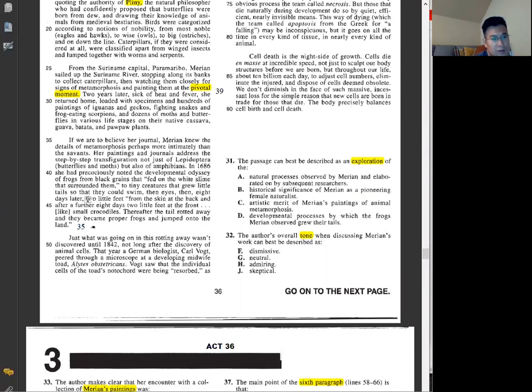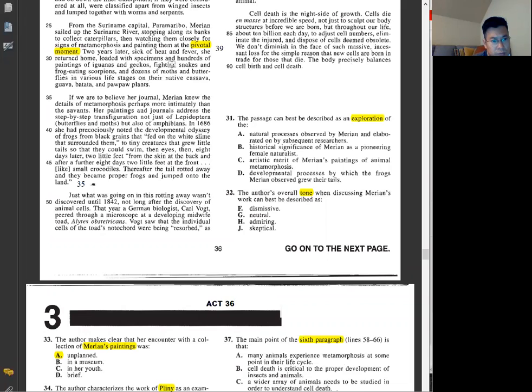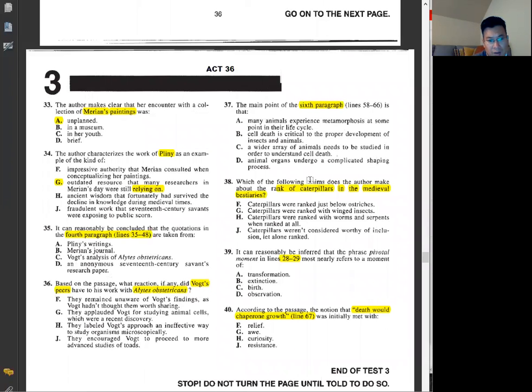From the Suriname capital, this Marian sailed up the Suriname River, and then that was the pivotal moment. So go to 39, pivotal moment, most nearly means the moment. That is line 29, it says two years later, sick of heat and fever, she returned home loaded with specimens and hundreds of paintings of iguanas and geckos and fighting snakes and frog-eating scorpions and blah, blah, blah. So that's sort of a different thing that we can see, because it says metamorphosis and painting them, a sign of metamorphosis, which is changing. And then metamorphosis, so transformation, okay, right there, A is the answer.